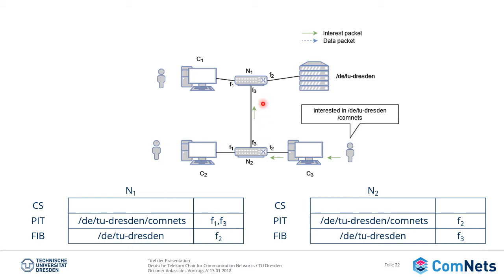On the other side of interface F3, we have node N1, who will get this interest for ComNets, and he will look in his interest table and will see that an interest with exactly this name is already present. So instead of resending this interest to the TU Dresden server, he will just add F3 to the interfaces for this name.